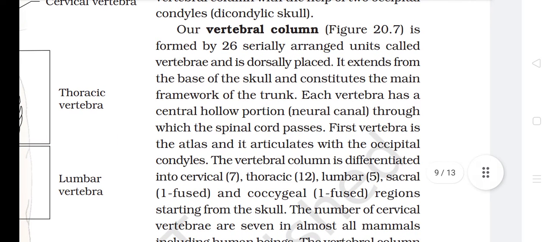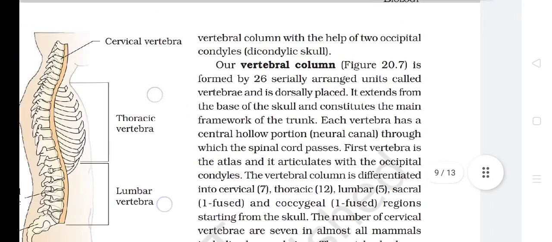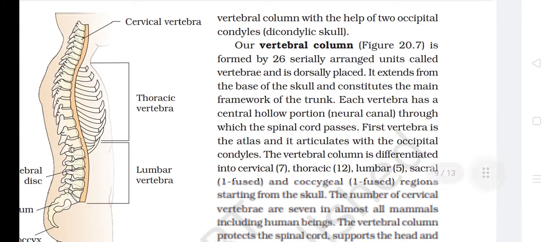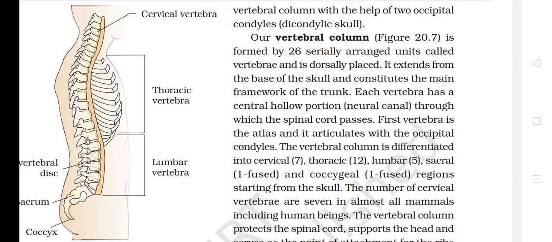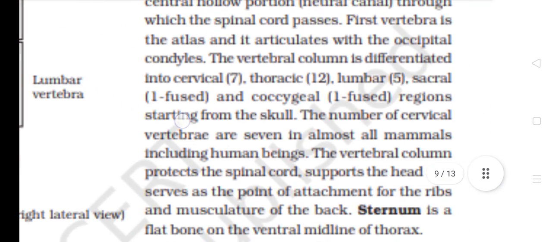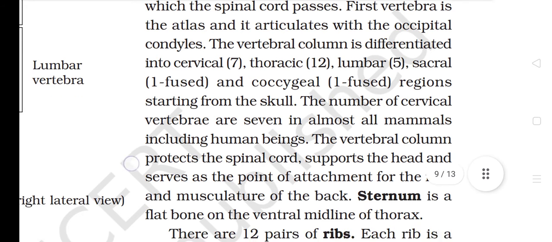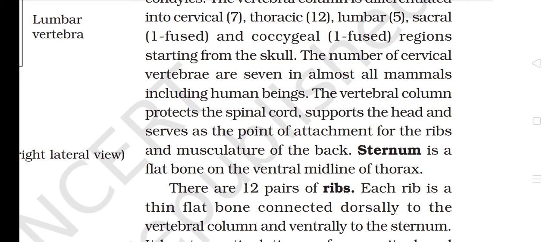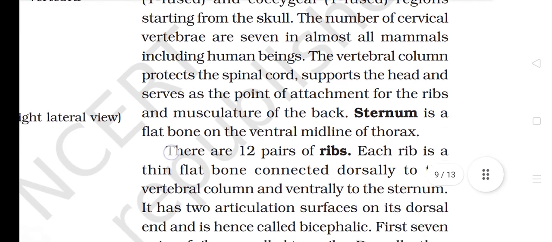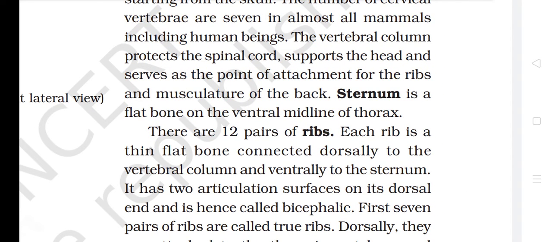Our vertebral column is formed by 26 serially arranged units called vertebrae and is dorsally placed. It extends from the base of the skull and constitutes the main framework of the trunk. Each vertebra has a central hollow portion, neural canal, through which the spinal cord passes. First vertebra is the atlas and articulates with the occipital condyles. The vertebral column is differentiated into cervical 7, thoracic 12, lumbar 5, sacral 1 fused, and coccygeal 1 fused regions starting from the skull. The number of cervical vertebrae are 7 in almost all mammals, including human beings. The vertebral column protects the spinal cord, supports the head, and serves as the point of attachment for the ribs and musculature of the back.